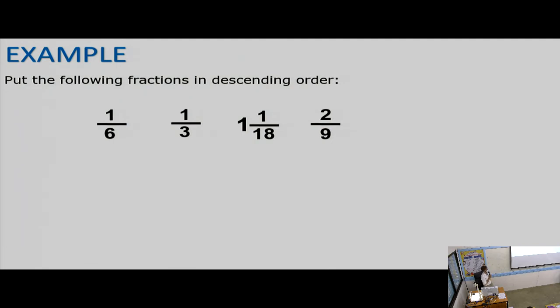Can you arrange this in descending order? Now, what is 1 and 1 over 8 in fraction? 18 times 1, 18 plus 1, 19. So we will have here 19 over 18. Okay, now arrange this in descending order. Do it. Answer it on your notebook.